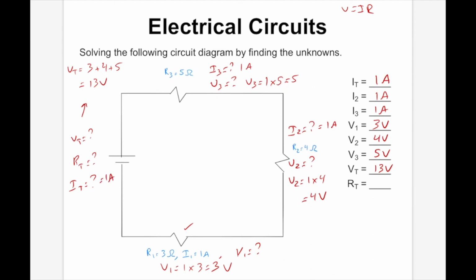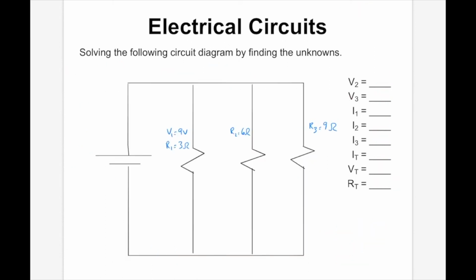And now probably the harder one is going to be the RT. And since the series circuit's really not that hard, it's just going to be R1 plus R2 plus R3. R1 is 3 ohms, R2 is 4 ohms, and R3 is 5 ohms. So we're going to get 12 ohms. And we're done.